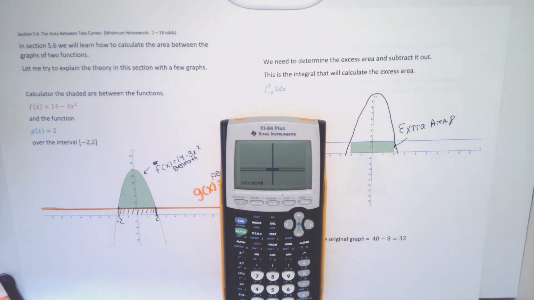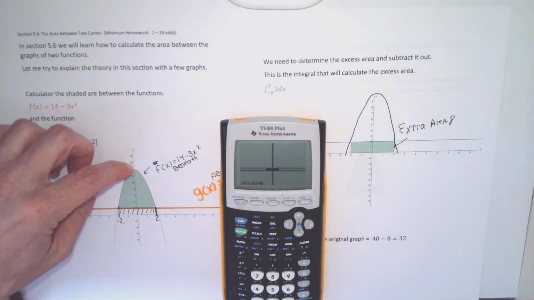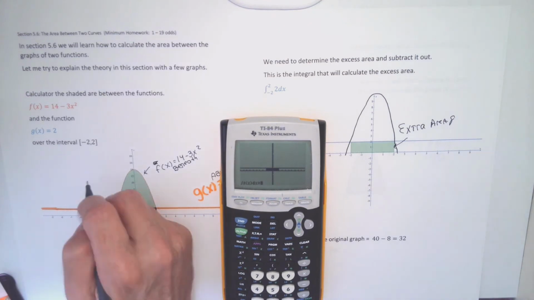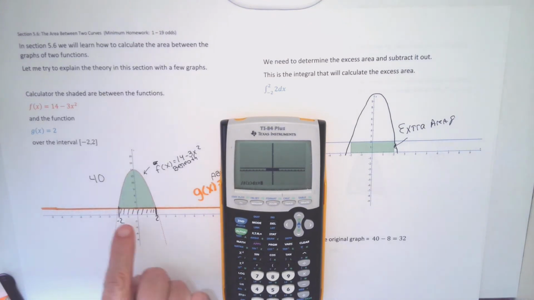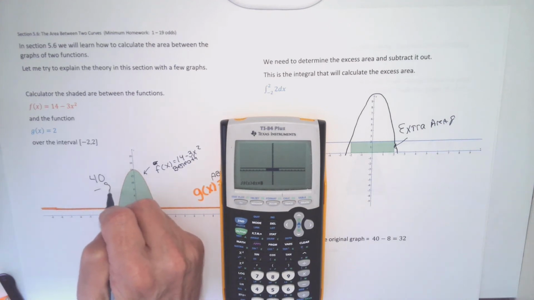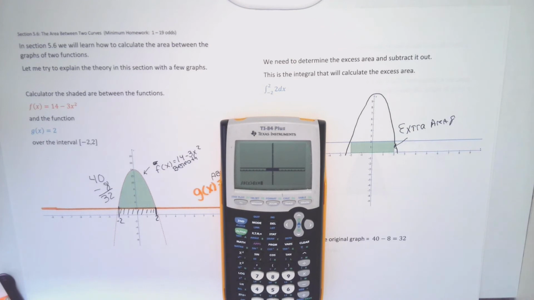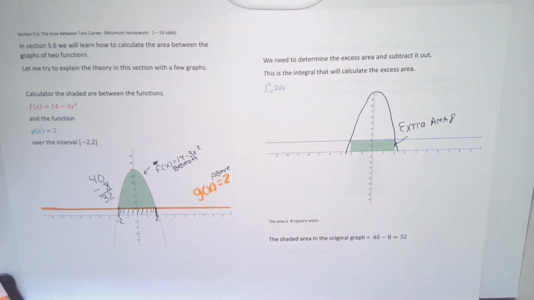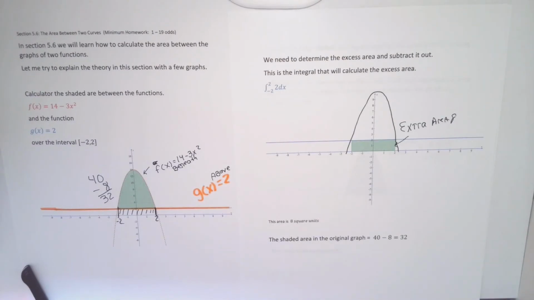So graphically, this whole area beneath the graph all the way down to the x-axis is 40, and the extra area part of it is 8. So my shaded area is 32 square units. The answer to what is the shaded area in my initial graph is 32 square units.